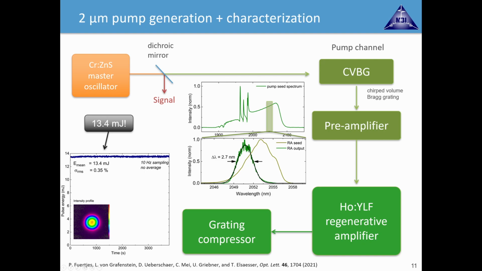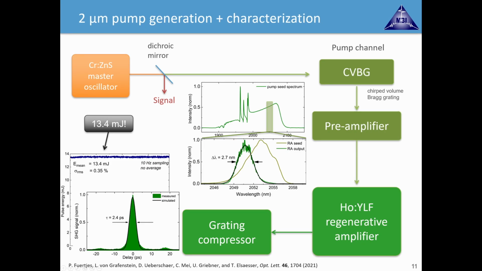The energy that we get out of that is 13.4 millijoules, which is the highest for a regenerative amplifier at 2 micrometers so far. We have a nice intensity profile and a reasonably low root mean square deviation. Then we need to remove the residual chirp from this pulse, so we send it into a grating compressor, and with this grating compressor we were able to show a pulse duration of 2.4 picoseconds.